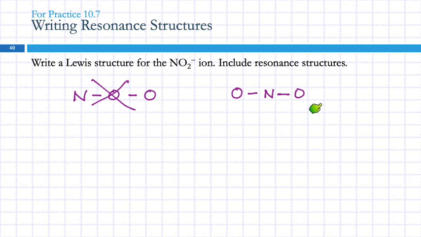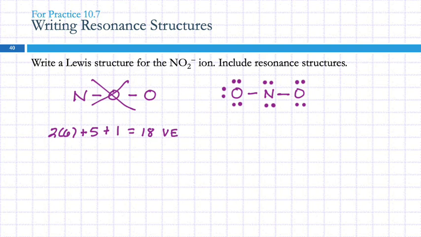So here's our skeleton, and then we have to find out how many valence electrons. We have 2 oxygens, they each have 6, and then we have 5 from the nitrogen. And then do we have an extra one, or did we lose one for the -1 charge? An extra. So that looks like 18 again. So we've got these single bonds: 2, 4, 6, 8, 10, 12, 14, 16, 18.